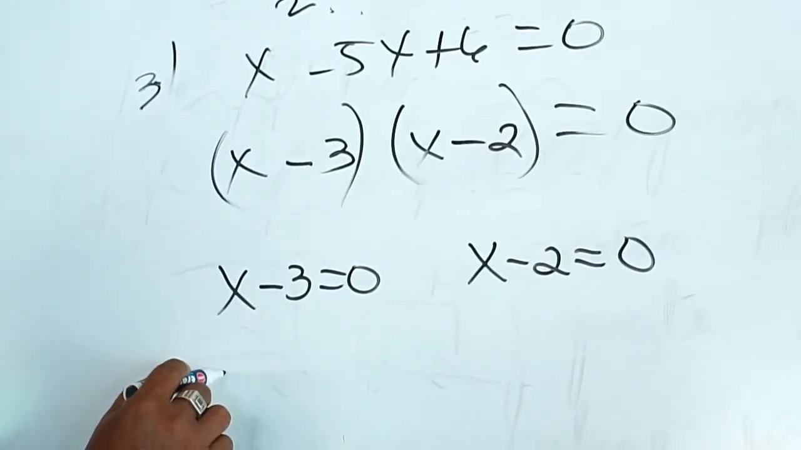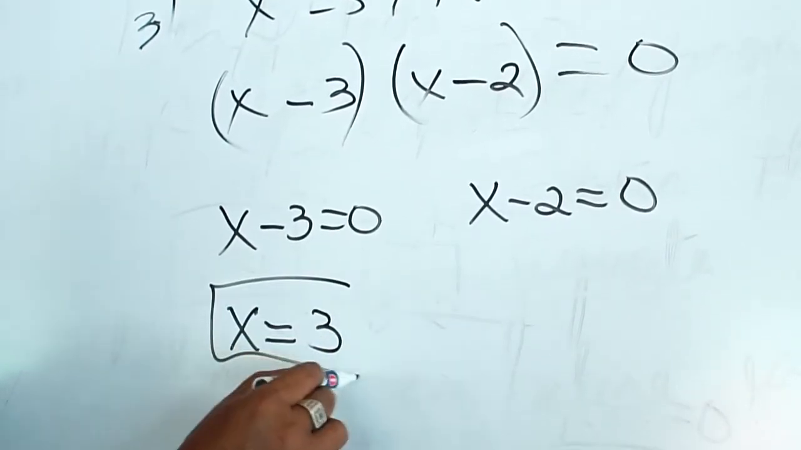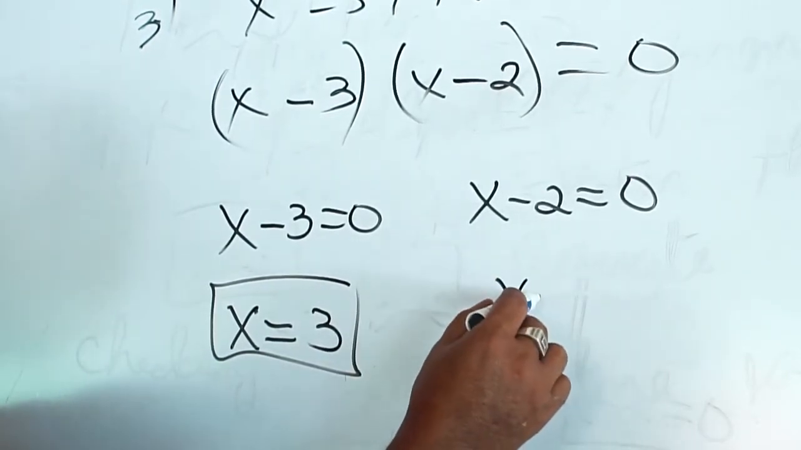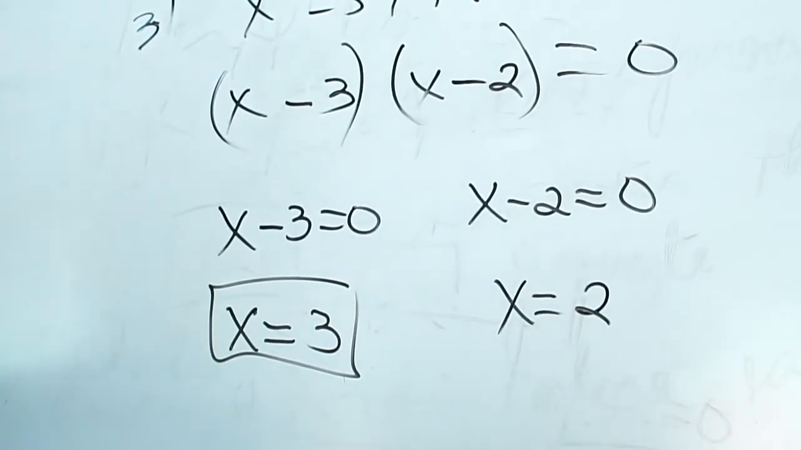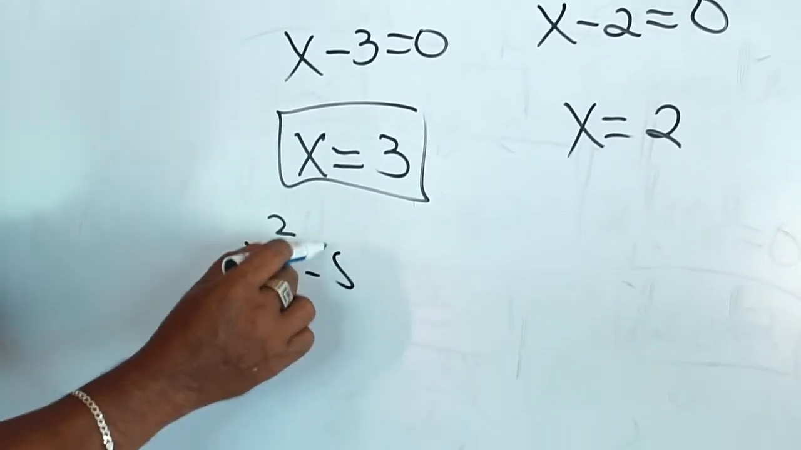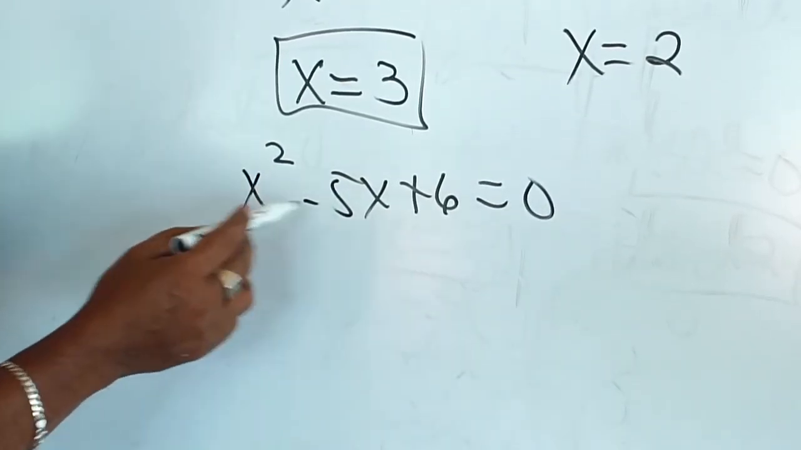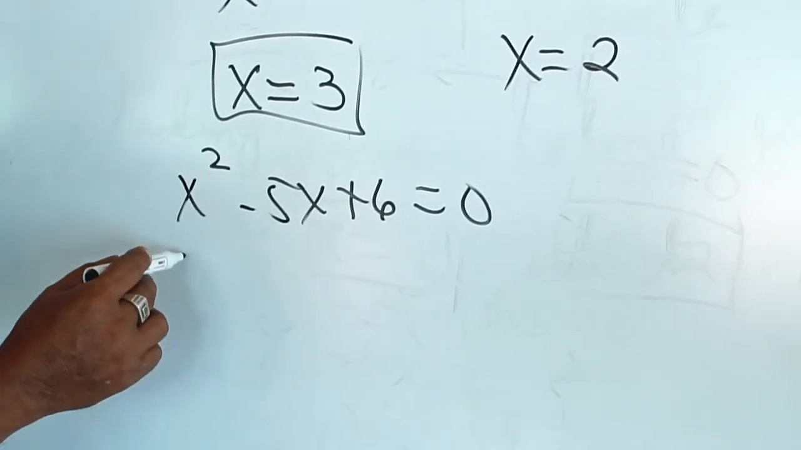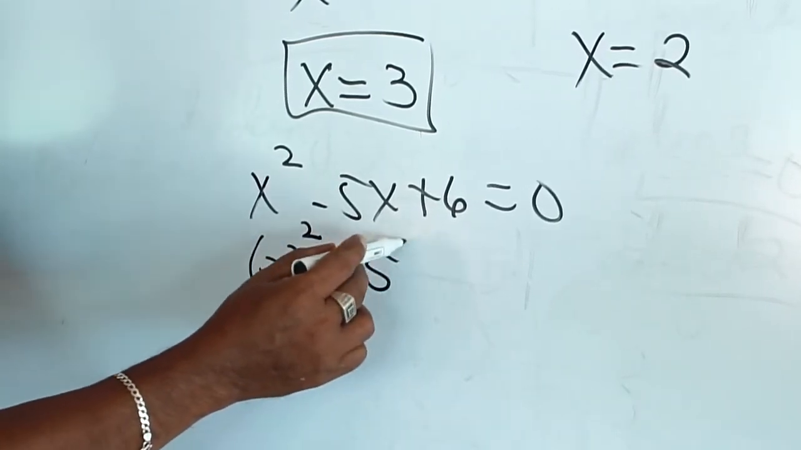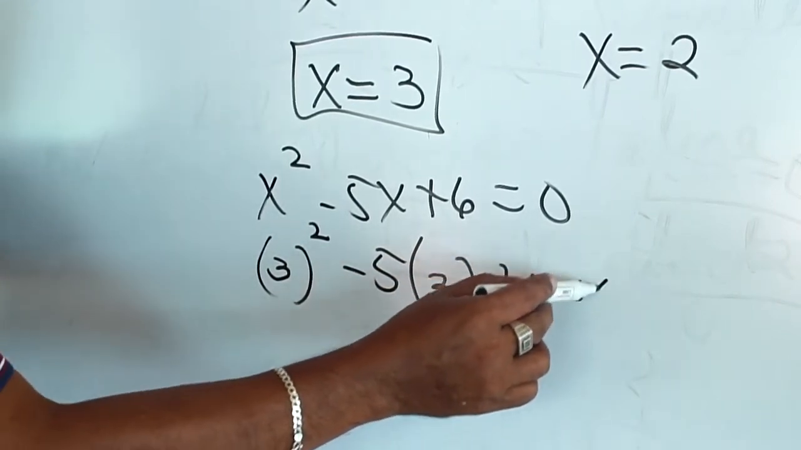So the first element, the value of x is equal to positive 3. Then the second element, the value of x is equal to positive 2. Then checking. The original equation is x squared negative 5x positive 6 equals 0. Then substitute the value of x. So we have 3 squared negative 5 multiplied by 3, then positive 6 equals 0.